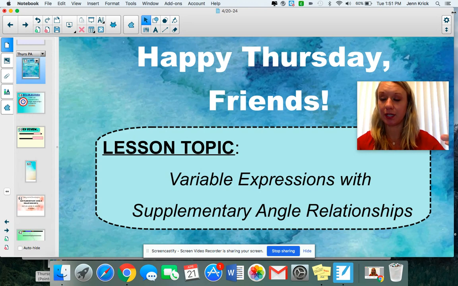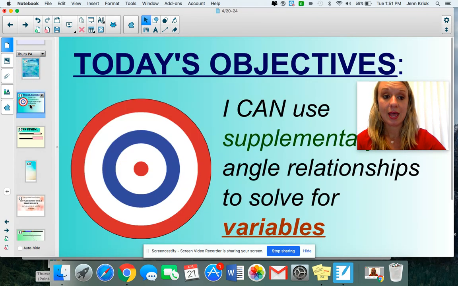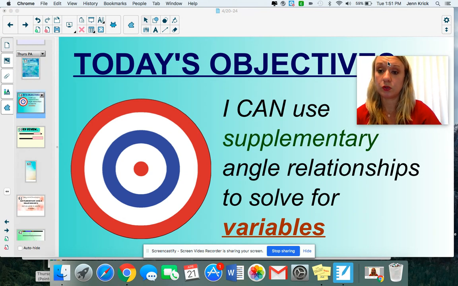We're going to push it a little bit further, thinking more towards high school and what the expectation will be for ninth grade. Our lesson topic today is supplementary angle relationships, and more specifically tying in variable expressions. Your goal for today is to use your knowledge of supplementary angle relationships to solve for missing variables and to plug those unknown values into the expressions that are shown in your diagram.